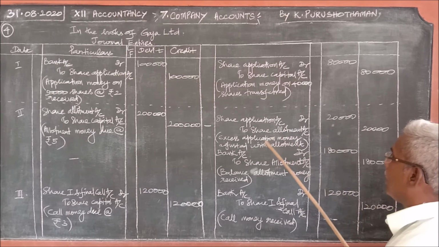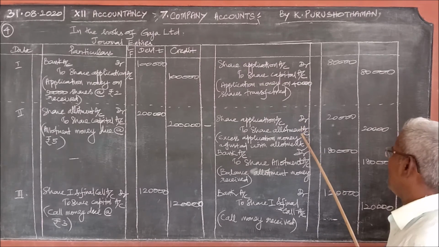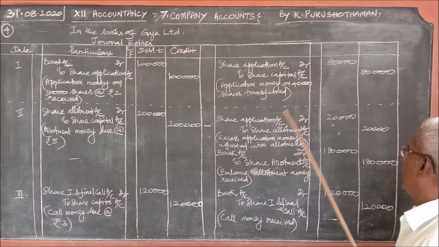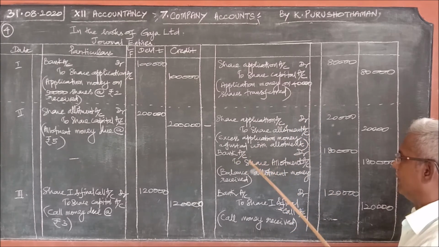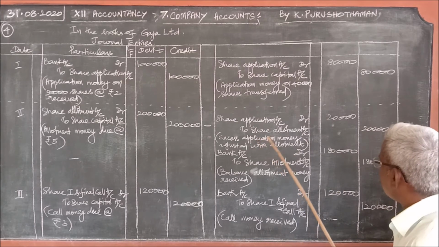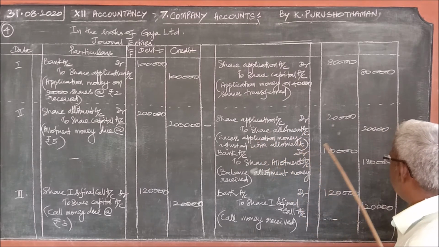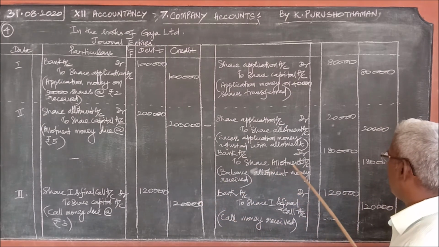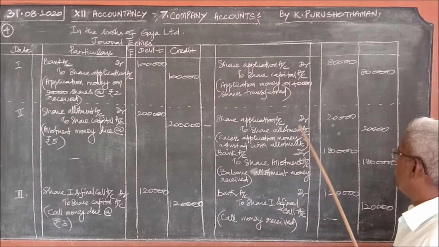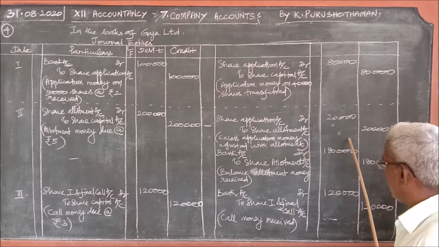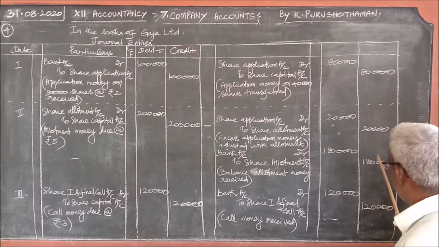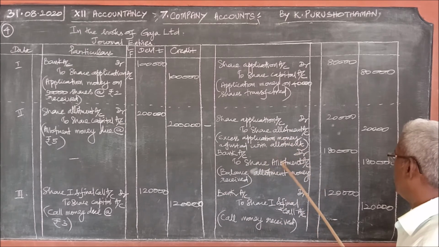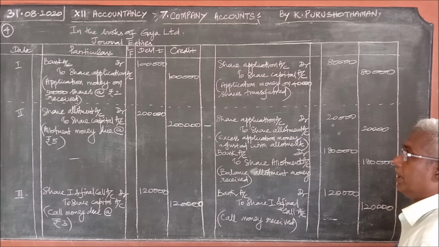So that is why, for the share application account, this entry is very simple. Application is transferred to allotment. Therefore share application account debit to share allotment account. And 20,000, this is excess application money adjusted with allotment. Then what should be the balance amount to be received in the name of allotment? Out of 2 lakh, 20,000 application money is transferred, that is adjusted, and therefore the balance 1 lakh 80,000 only should be received from the applicants. Therefore, bank account debit to share allotment account, that's what we have written.